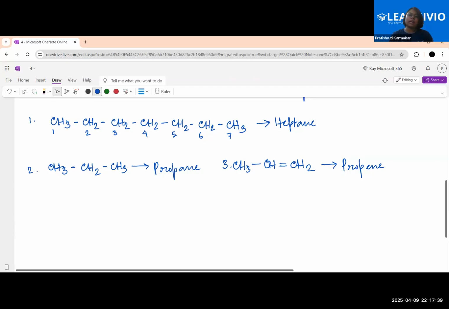Okay. If I ask you what will be the structure for propyne, tell me what it will be. For propyne, it will be CH3, single bond, C, then triple bond, CH. Very good. So this is the structure for propyne.